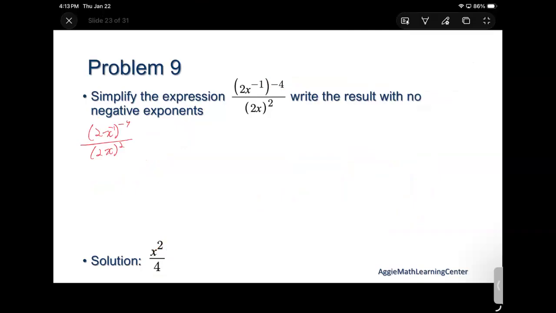That's going to give us, well, we distribute the negative 4, right? And so we're going to do 2 to the negative fourth times x to the negative 1 times negative 4, right? So that's going to be equal to 2 to the negative fourth times x to the, negative 1 times negative 4 gives us 4, right? Over 2 squared, which is 4, times x squared.